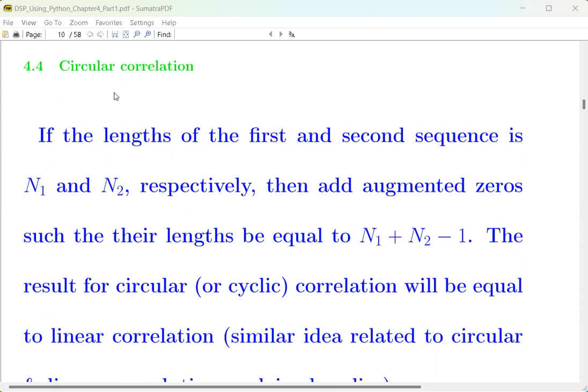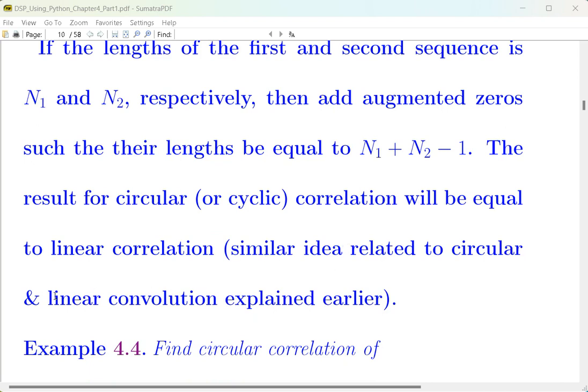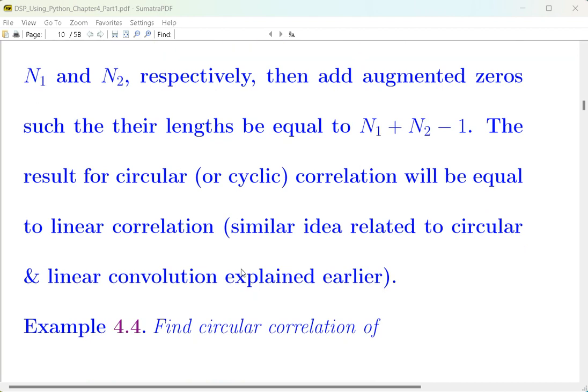Now, a very important idea similar to circular convolution. If you remember, we need to have augmented zeros at the end of the sequences. Similar idea. If the lengths of the first and second sequence are N1 and N2 respectively, then add augmented zeros such that their lengths are equal to N1 plus N2 minus 1. The result for circular, or cyclic, correlation will be equal to linear correlation. Similar to the idea of circular and linear convolution explained earlier in the previous chapter.